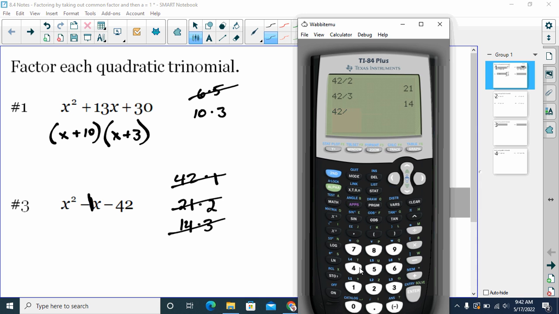42 divided by 4 doesn't come out even, so that's not it. 42 divided by 5, again, a decimal. Not right. 42 divided by 6. 6 times 7 gives us 42. So we've got 7 times 6. Add them gives me 13. 7 minus 6 gives me 1. So there's our numbers. They need to add up to negative 1, so the 7, the bigger number, needs to be negative. And there's our factors. x minus 7, x plus 6.